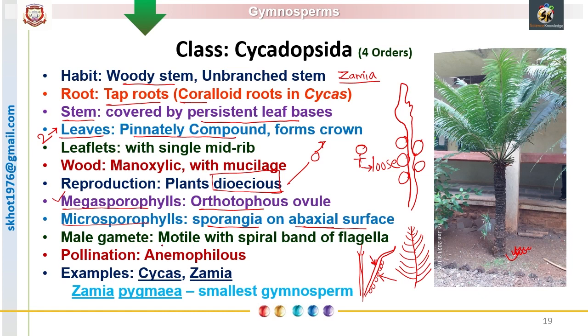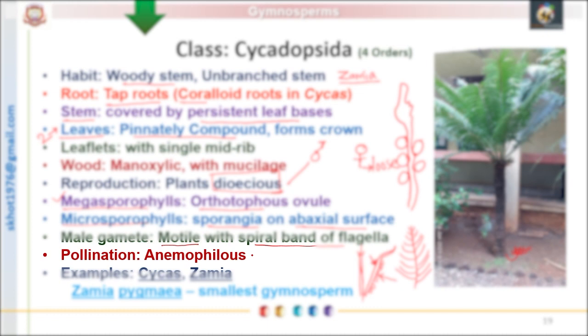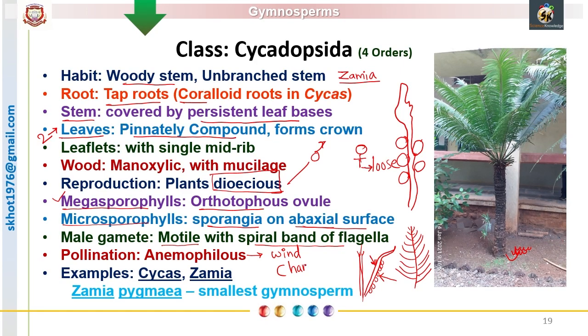Each male gamete is a motile structure. The male gametes bear a spiral band of flagella. With the help of these flagella, they can swim in water, so they are motile. The mode of pollination is anemophilous. That means the pollination is carried out by wind only. No other agency is there. As this type of pollination is dependent on chance, plants need to produce a mass of pollen grains. Otherwise, the rate of fertilization will be very low.